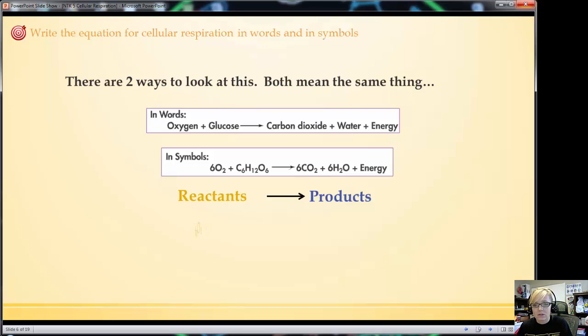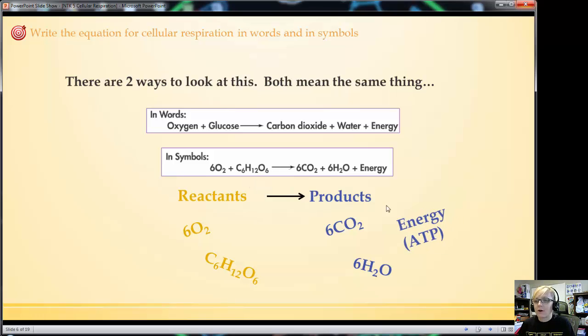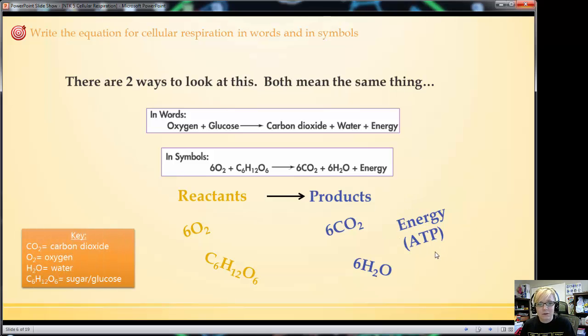Okay. So our reactants would be 6 oxygen molecules, 1 glucose molecule, and our products are 6 carbon dioxide molecules and 6 water molecules. Make sure that you know these numbers. It's not too hard to remember, right? Everything is 6 except for just the 1 sugar molecule, that 1 glucose. Oh, and then also energy, and like I said, sometimes we'll see ATP instead of the word energy.